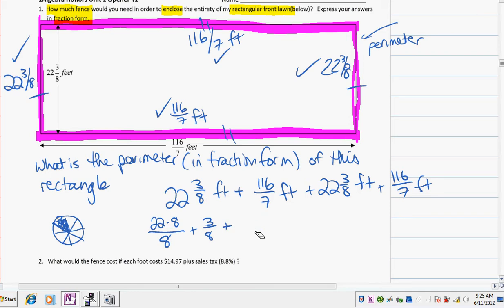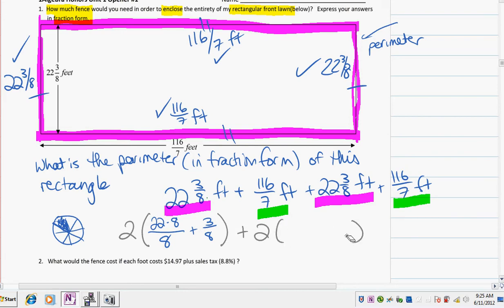You'll notice also that I have 2 of the same things here, and 2 of the same things here. So rather than just adding them, adding something to itself is the same as multiplying it by 2. So I'm going to represent this as 2 of these plus 2 of these other things, which are 1/16 over 7 feet. And these are in feet as well.